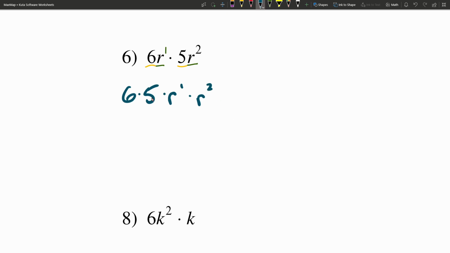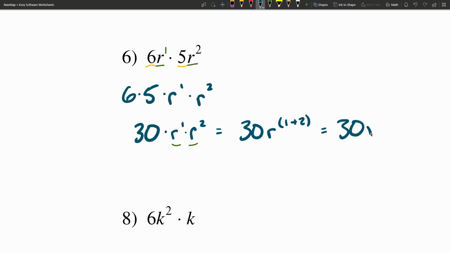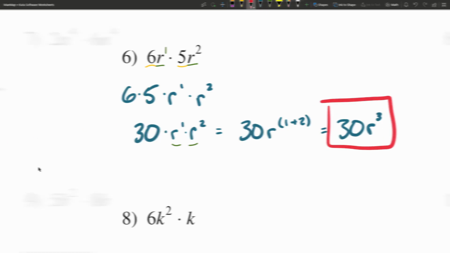So I can combine 6 times 5 to get 30, and then I can combine my r to the first times my r squared, which I can simplify because I have the same base. I can add the exponents. So this will be 30 times r to the 1 plus 2, which 1 plus 2 is 3. So this is 30 times r to the third, or 30r cubed. Let's move on to number 7.